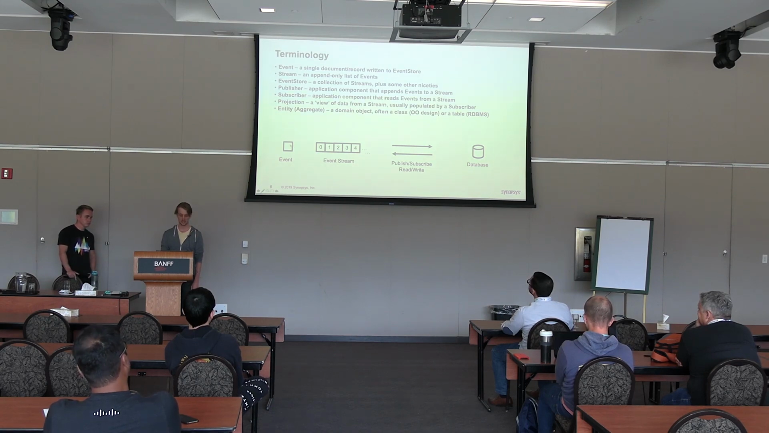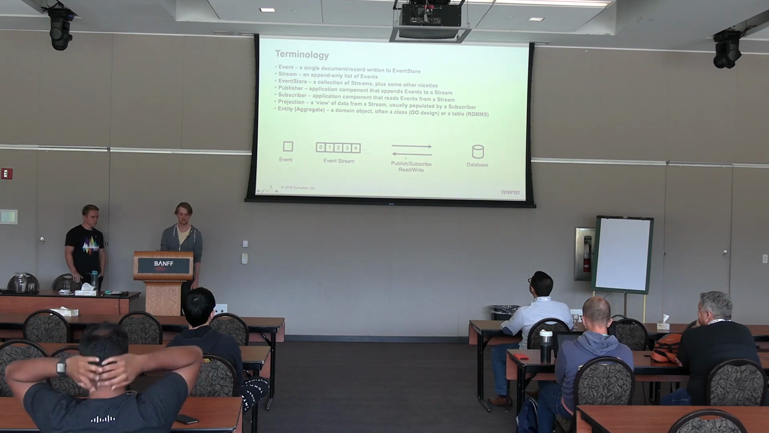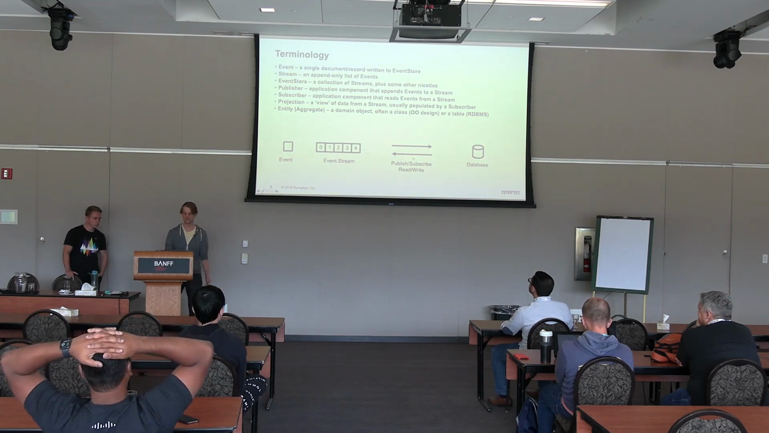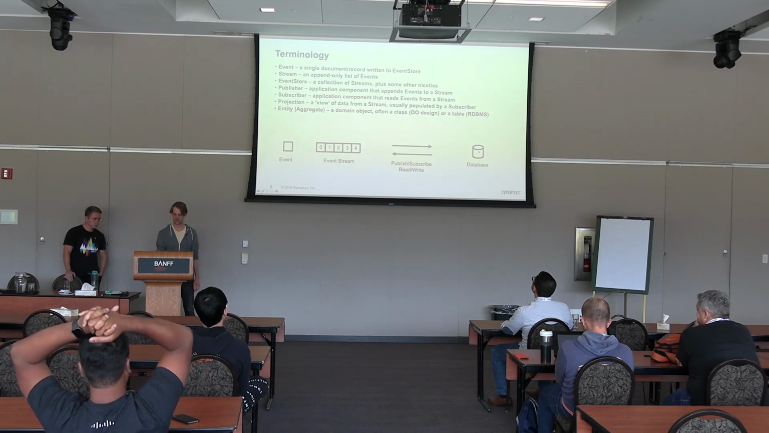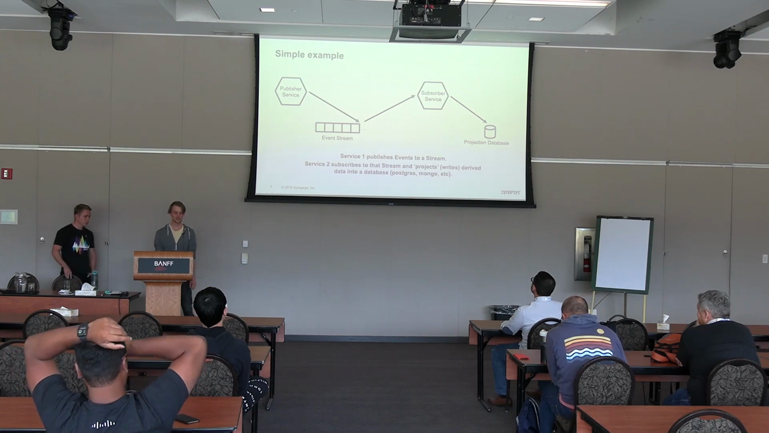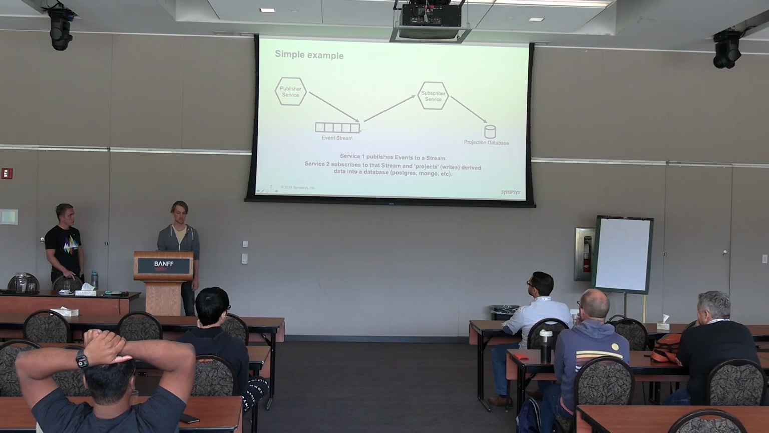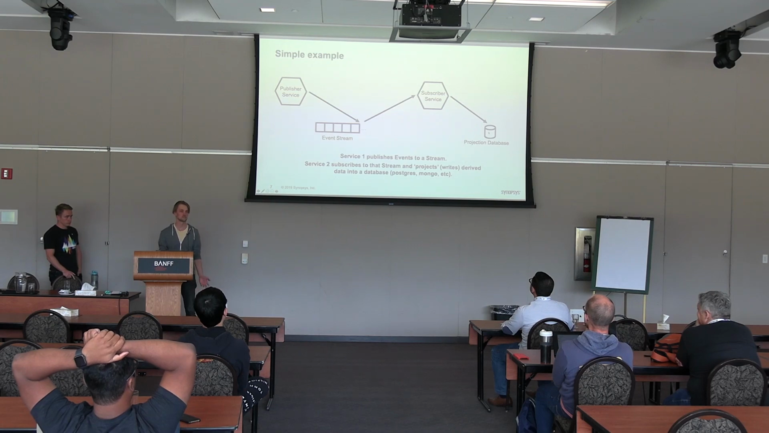Visually, an event is a little block. We'll have a stream of events. They might be numbered. We have arrows for publishing, subscribing, or reading and writing. And then our classic cylinder for a database. As a quick example, just using this iconography, we have a publisher service. It is writing events to an event stream. And then we have a second service that is subscribing, and it is projecting into a database. This could be Postgres or Mongo.